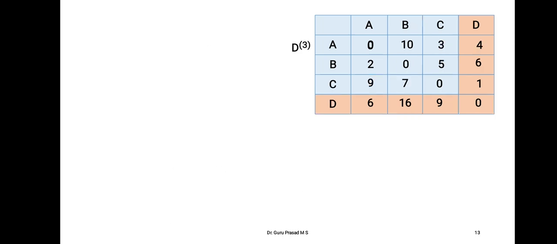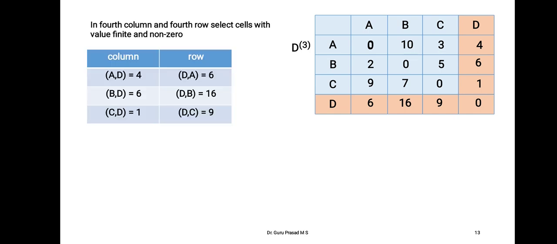Okay, next last iteration. You have to select the last column and the last row, that is the fourth column and the fourth row, you have to select the cells that are finite and non-zero. Okay, in the column side we have the values A to D equal to 4, B to D equal to 6 and C to D equal to 1. And the row side we have the values D comma A equal to 6, D comma B equal to 16 and D comma C equal to 19.